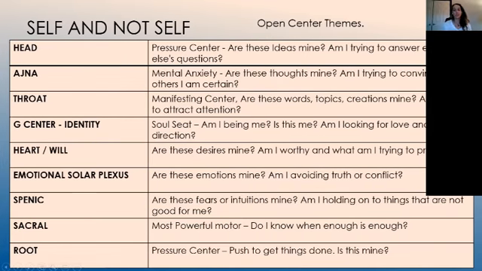And so our question to ask, if that splenic center is open, is, am I holding on to things that are not good for me? Are these fears mine, or are these intuitions mine? If your splenic center is open and you have any of the circles active in that particular center, you're more prone to actually pick up the fears and insecurities of people around you. And they will feel so instinctual and so real that they can paralyze a person. They can keep you from acting or doing or being in the way that you really want to be. So that one's a really important center for you to pay attention to if it's not colored in.